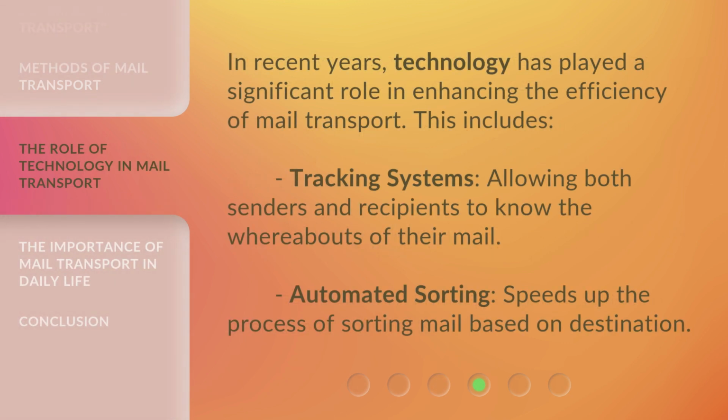In recent years, technology has played a significant role in enhancing the efficiency of mail transport. This includes tracking systems, allowing both senders and recipients to know the whereabouts of their mail. Automated sorting speeds up the process of sorting mail based on destination.